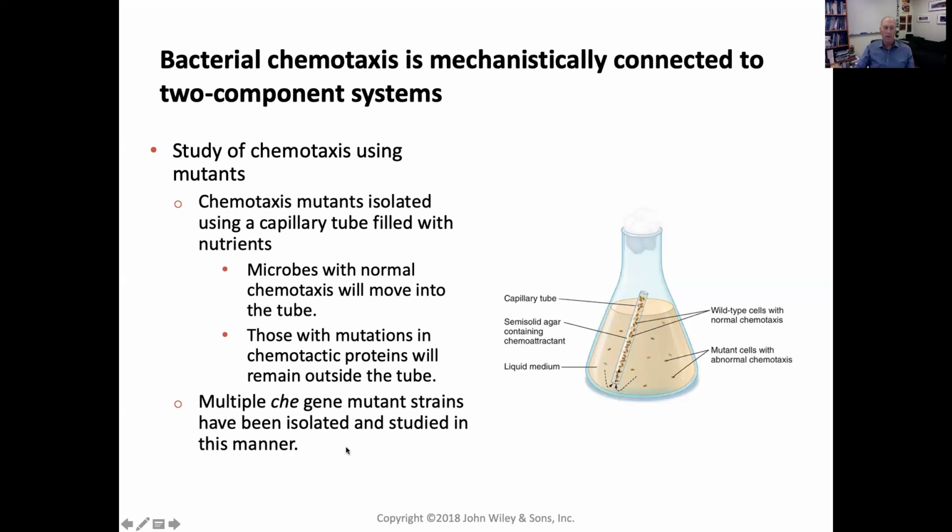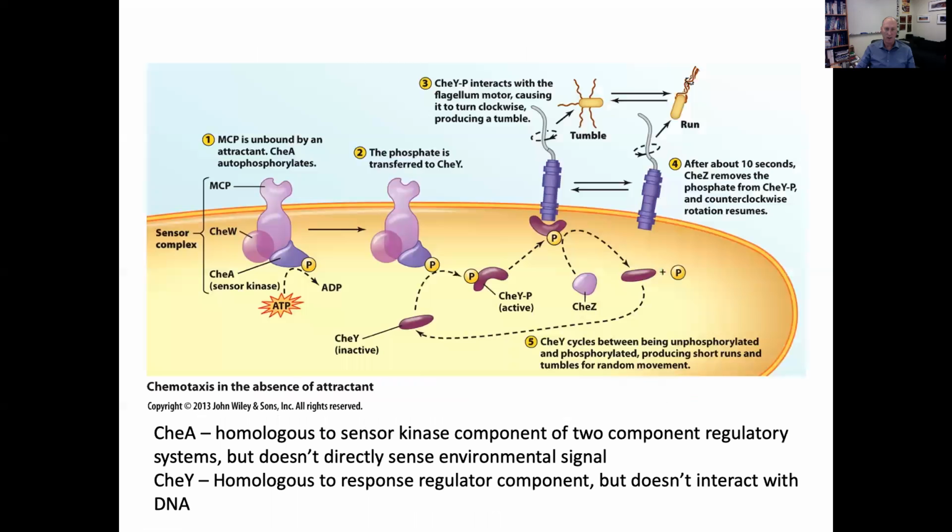And so what's been done in Salmonella and E. coli, for example, is to induce mutations by chemical treatment or UV treatment in the bacteria, and then look for mutants that can't chemotax anymore, so they would stay out here. There are different ways this is done, but the bottom line is mutations in genes involved in chemotaxis have been isolated. So this is just giving you a little insight into the process by which this system was sorted out.